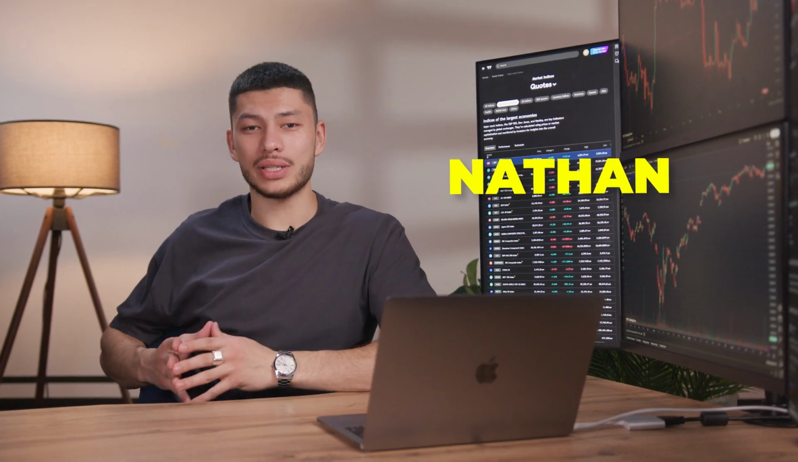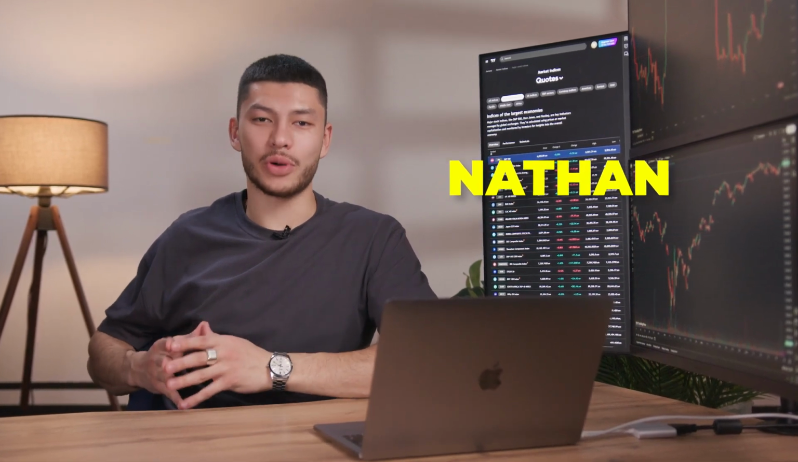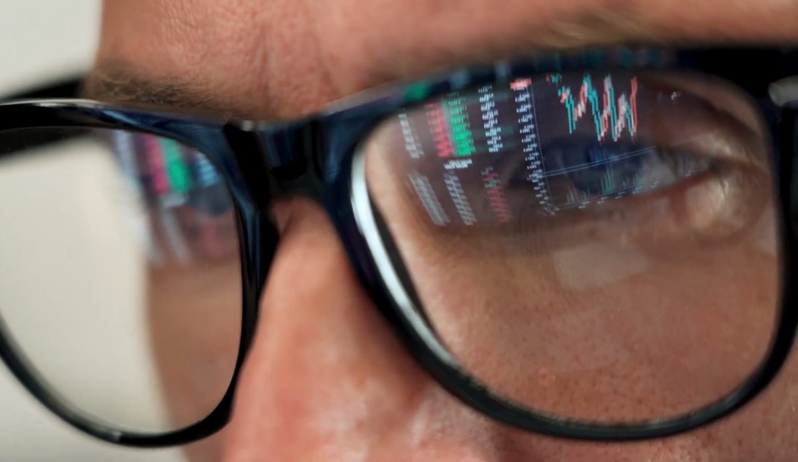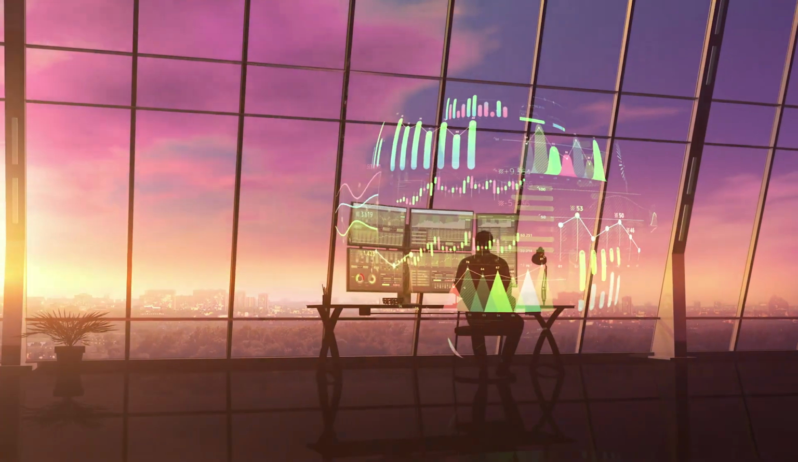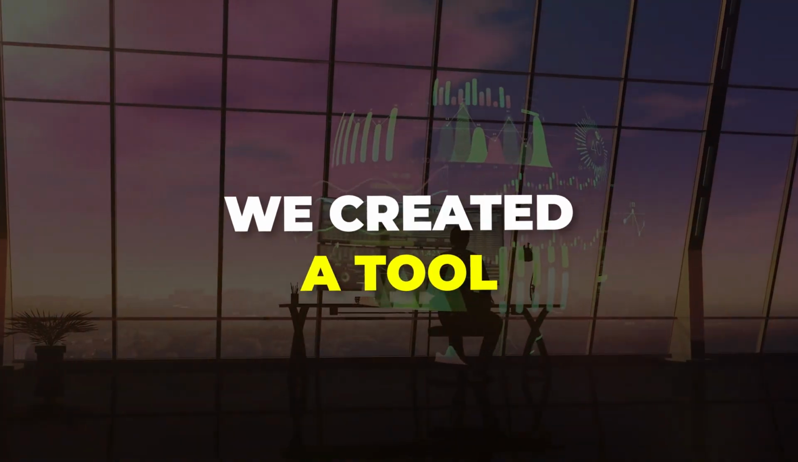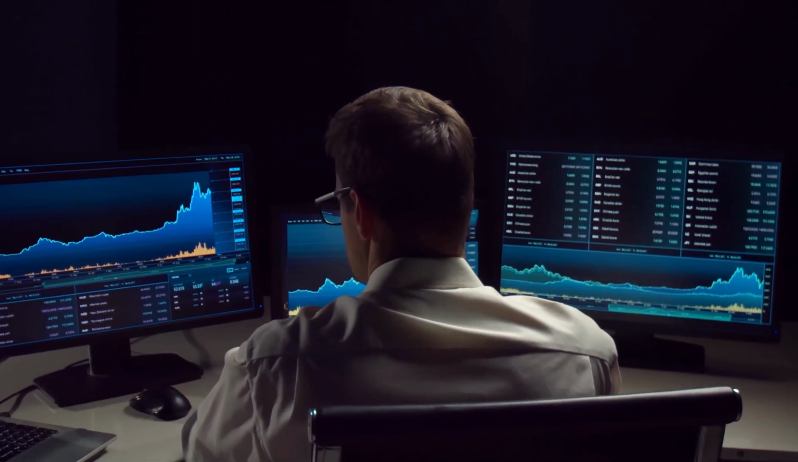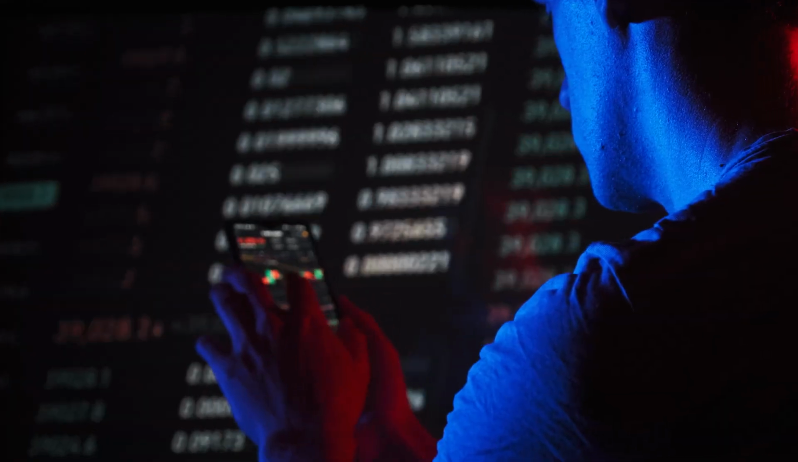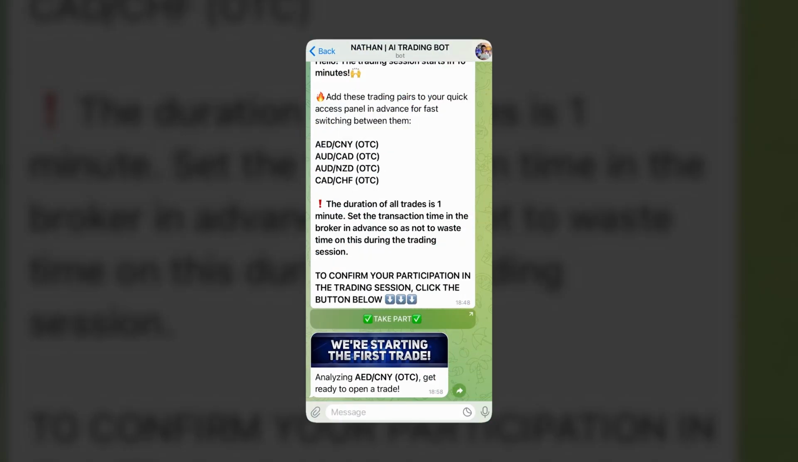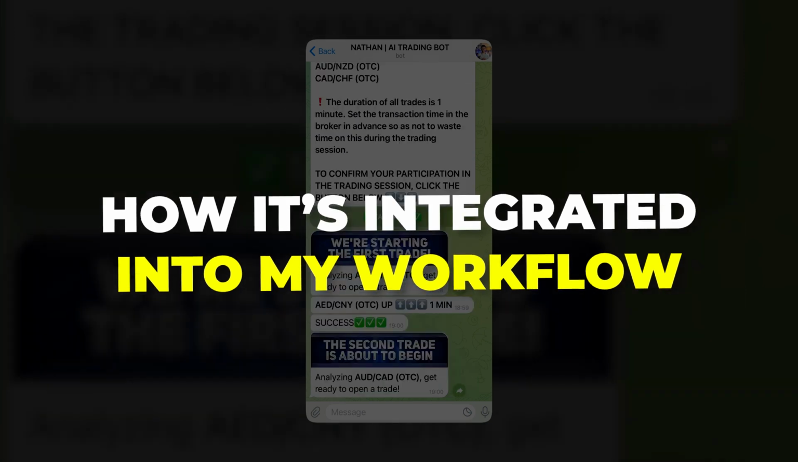Over the past few years, I've been focused on developing an approach that helps cut through the noise and build analysis with more clarity and confidence. Together with my team, we created a tool that's become a reliable part of the process for me. It doesn't replace thinking, but it offers structure, helps focus on key moments, and supports you in places where uncertainty used to take over. Today, I will show you exactly how it's integrated into my workflow.